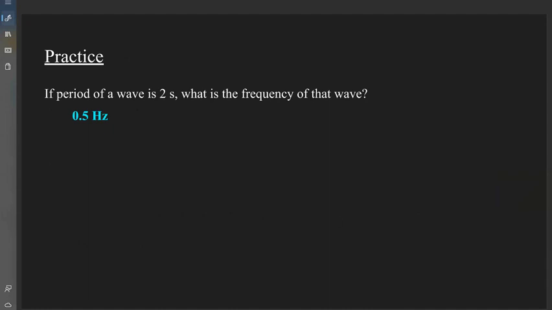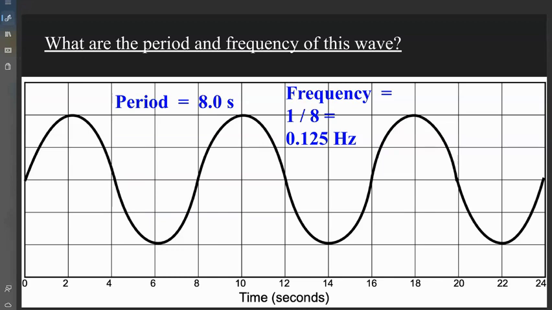Oh, did I go too far? No, it gives us the answer. If a period of a wave is 2 seconds, what's the frequency? Well, remember that period is 1 over frequency, which also tells us then that frequency is 1 over period, so we can get 1/2, and the units is hertz, which turns into 0.5. Okay, there's just a little bit of practice on that one.